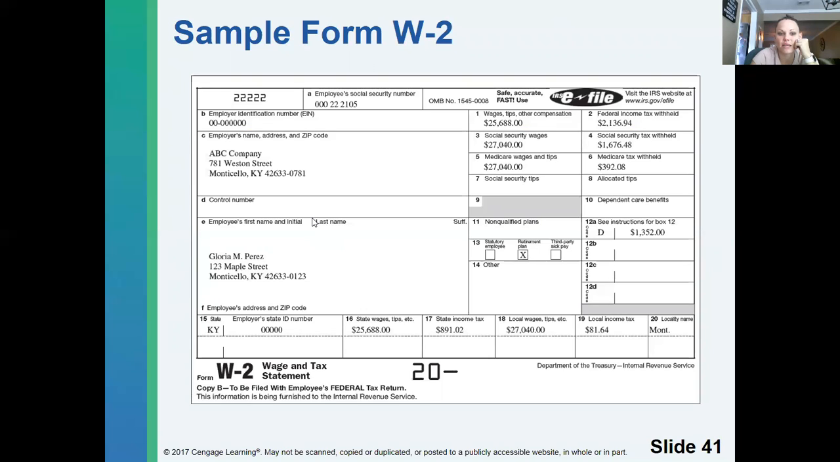So you can see Gloria Perez here, her wages were $25,000. She paid just over $2,000 in federal income tax. She paid Social Security tax. She paid Medicare tax. Down at the bottom is going to be how much you paid in state income taxes. So federal is all the stuff at the top, and then the bottom is state.